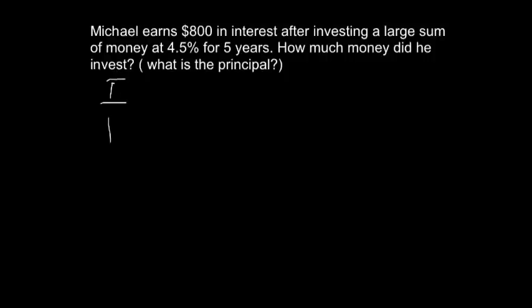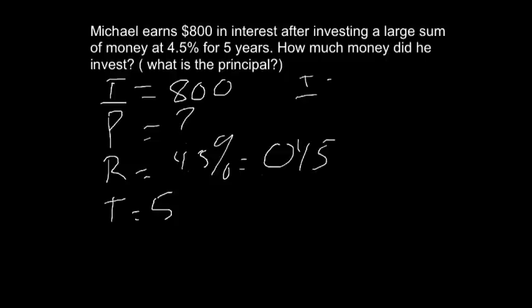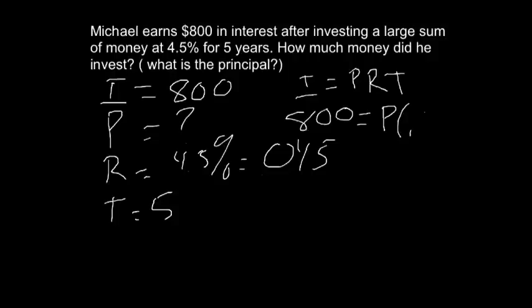I have interest, principal, rate, time. The interest we know is $800. The principal we don't know. The rate is 4.5%, which means that it's 0.045, and the time is 5 years. If I equals PRT, now $800 is my interest. I don't know my principal. I know my rate is 0.045 and my time is 5 years. So now I have to solve an equation.